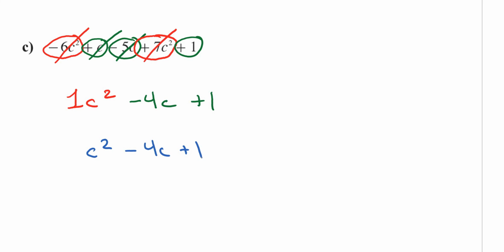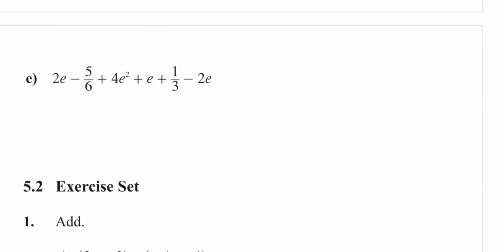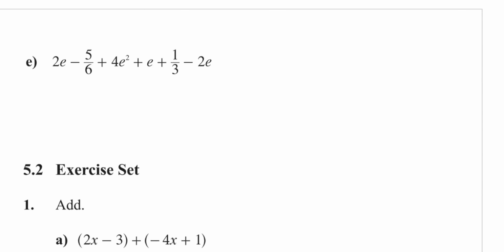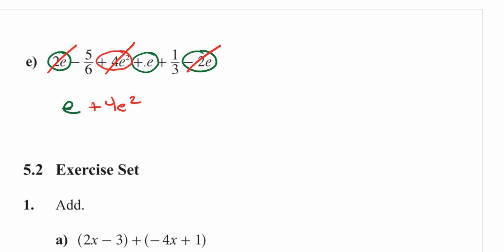That's a polynomial, degree 2, and it's a trinomial because there's 3 terms. All right, let's move on to the last question in the homework here. And let's go ahead and circle our like terms again. So here's a 2e and a -2e. Those will just cancel off. 2 minus 2 is 0. And then we have a positive e there. So I guess I'll have a single e to start off. And then I have a plus 4e squared. Those are all done.